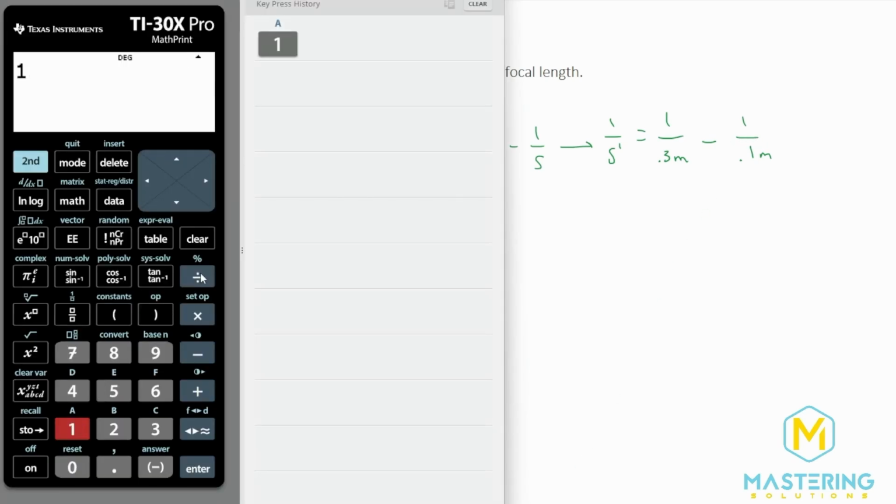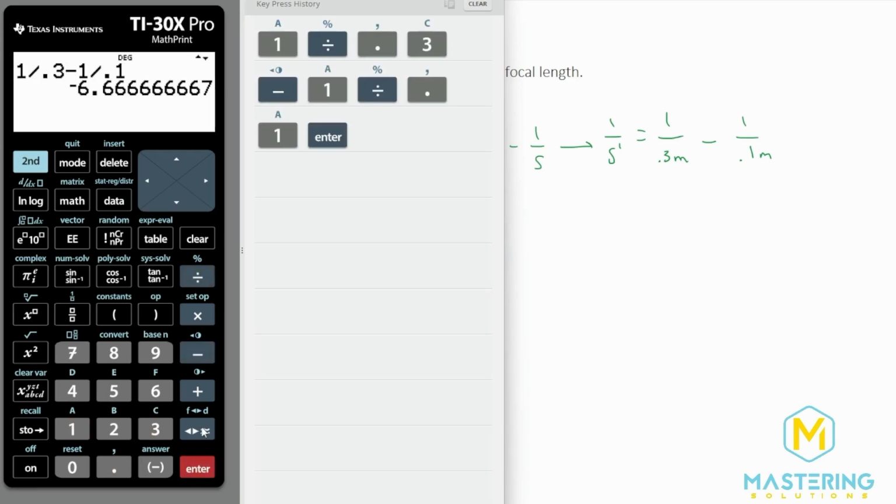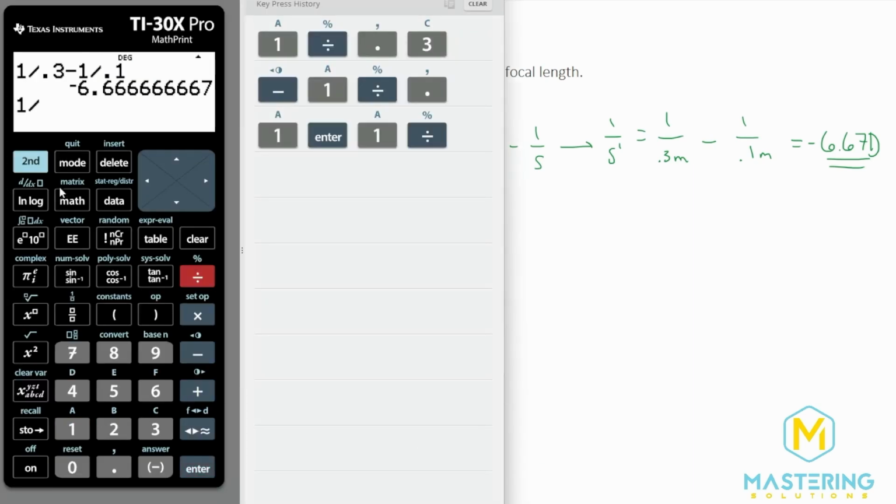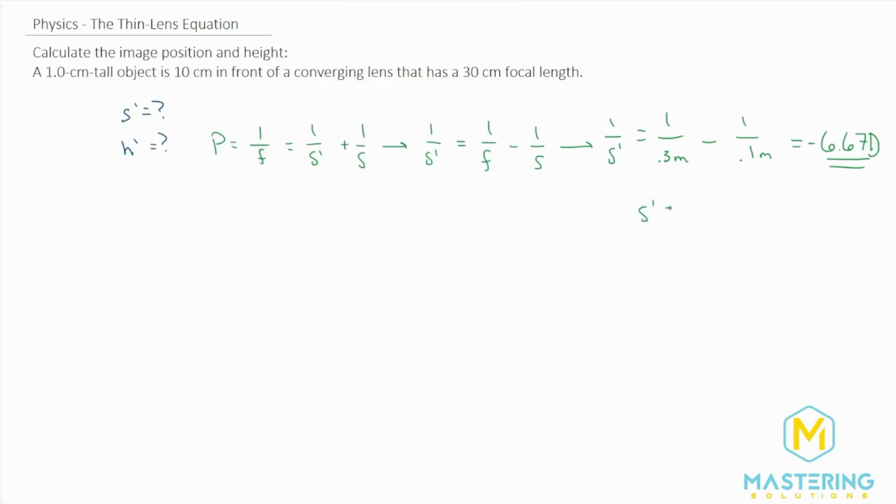Putting this in, we have 1 divided by 0.3 minus 1 divided by 0.1. And so we have negative 6.67, and that is in diopters. We don't want diopters, we want meters. So if we take the inverse of that, that gives us negative 0.15 meters. So the image distance is negative 15 centimeters. Since it's negative, that means it's on the same side as the object, and it's a virtual image, so it would be upright.